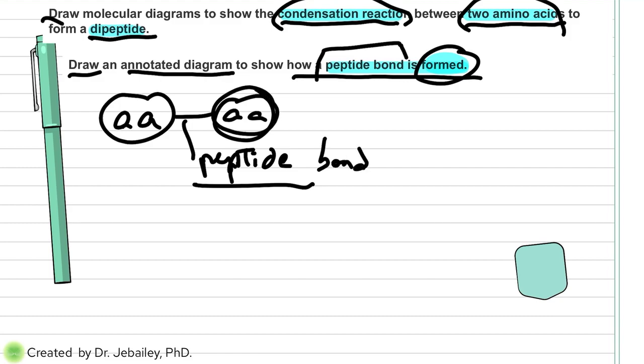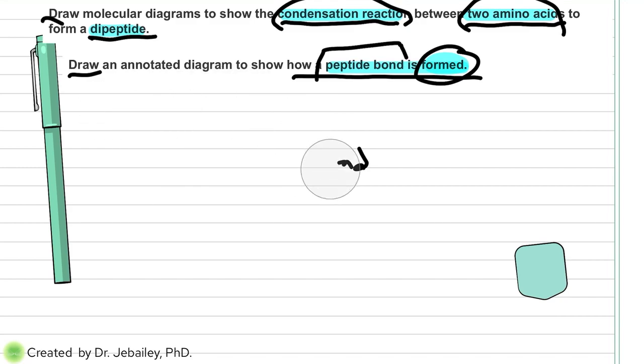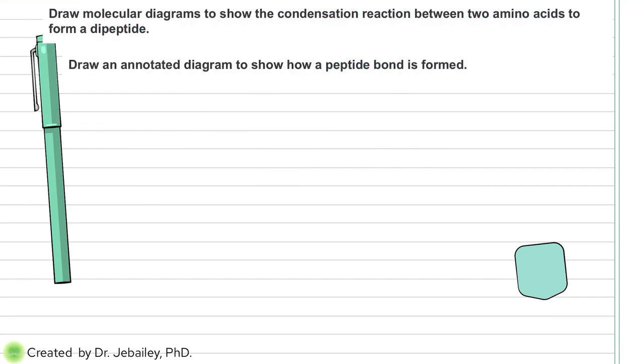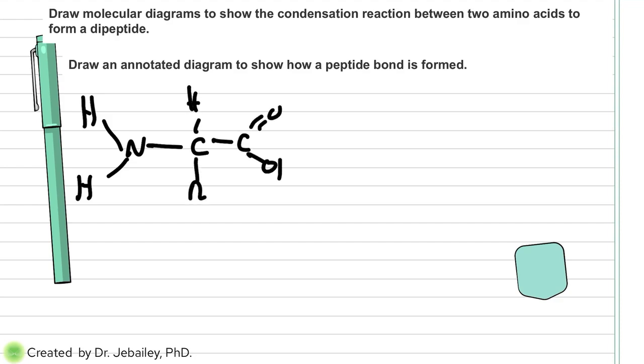You have to draw it in detail. So when we're drawing in detail, this is what it will look like. You're going to have the hydrogen bound to a nitrogen, right? Bound to a carbon that has a hydrogen with the R, bound to a carbon with oxygen and OH.